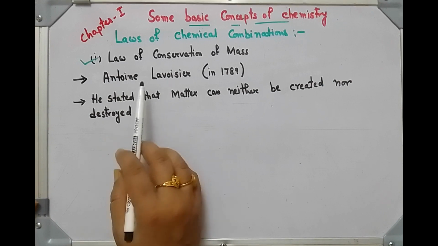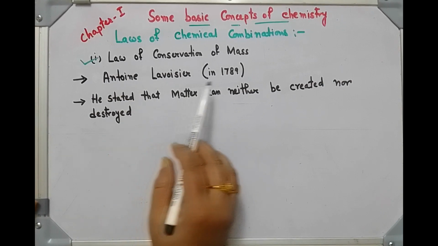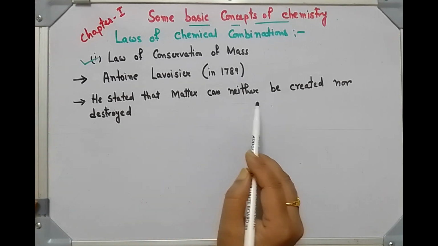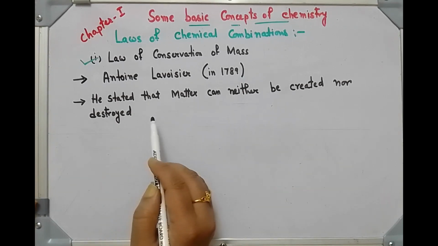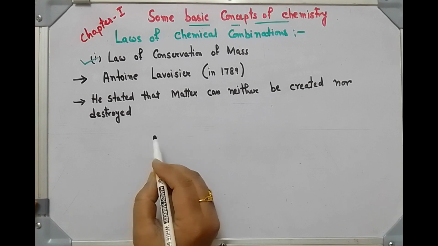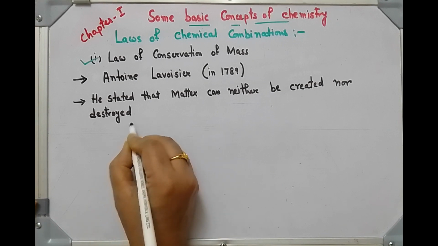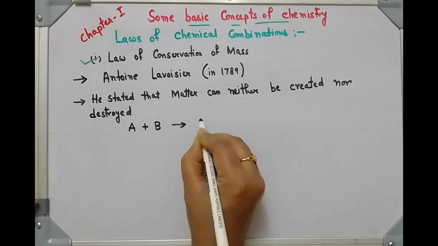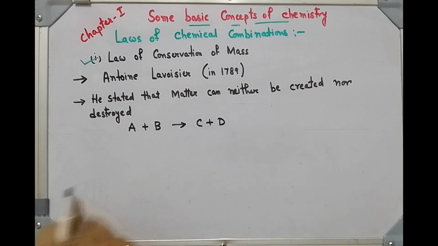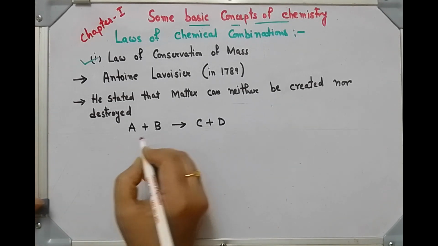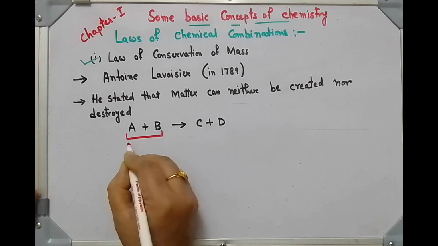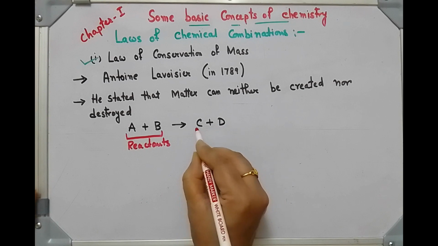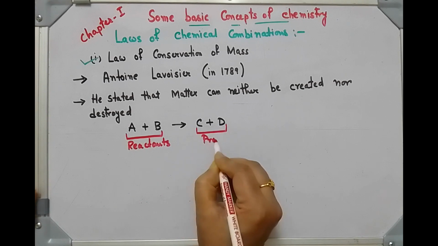This law was given by Antoine Lavoisier in 1789. He stated that matter can neither be created nor be destroyed. Now consider the reaction A plus B, you are getting C plus D. So here A and B are reactants, and C and D are products.